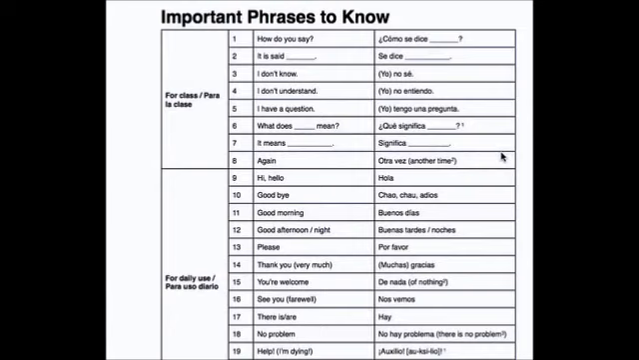And if you wanted to say I know, you would say yo sé. You just get rid of the negative, which is no, no meaning not. So I know is Yo sé. We will say the subject pronoun. I don't know. Yo no sé.